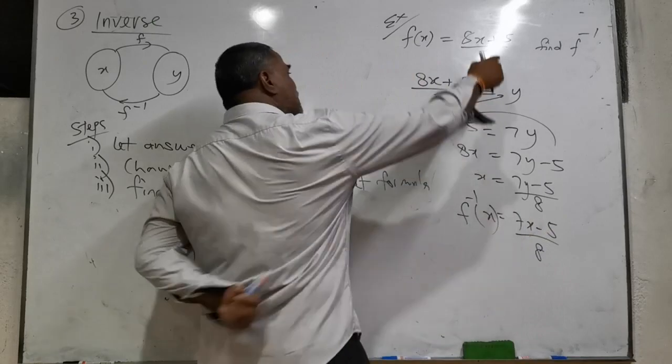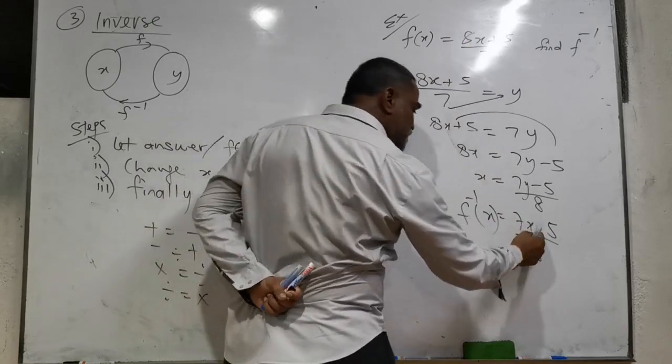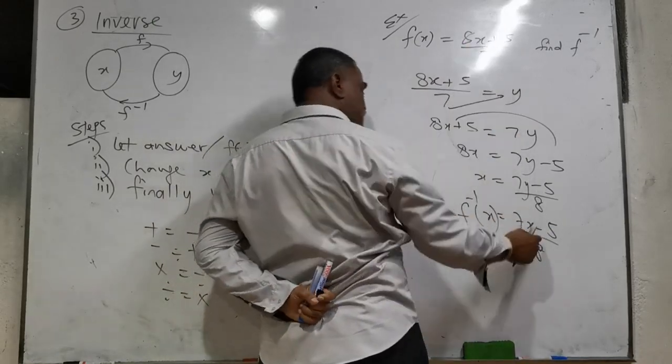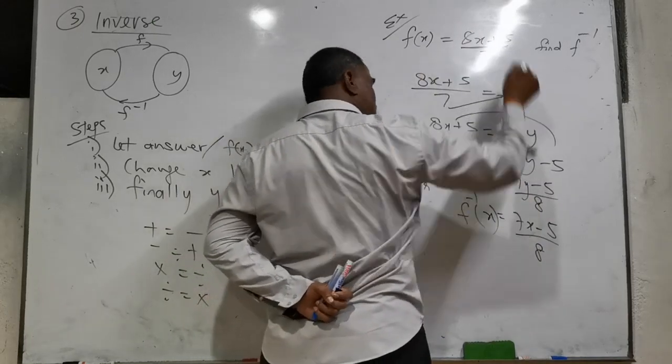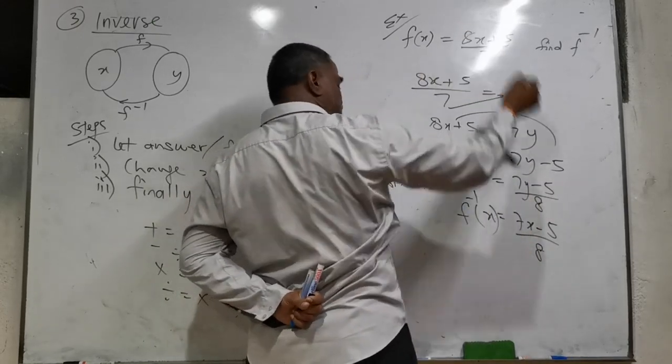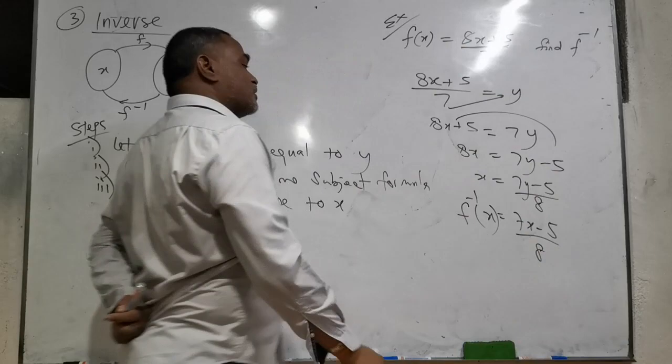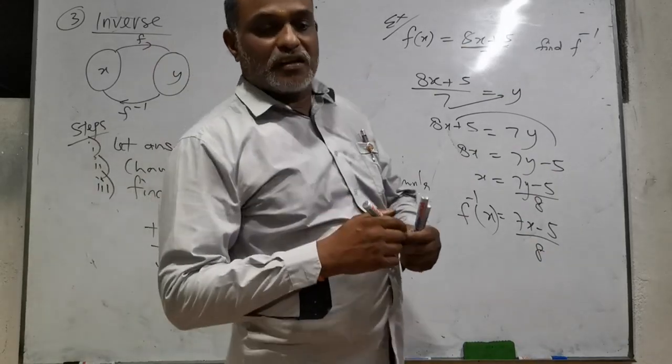It's very simple, easy. Just now plus 5 becomes minus 5. Divide 7 becomes times 7. Times 8 becomes divide. Then it's called inverse. That's all, students. I think everybody understands. Bye.